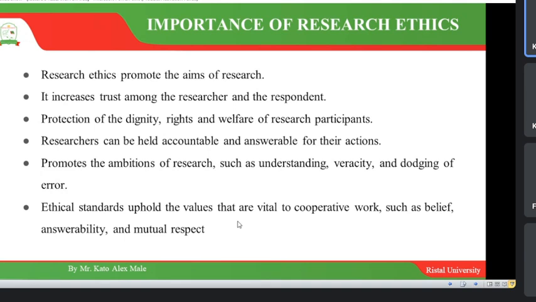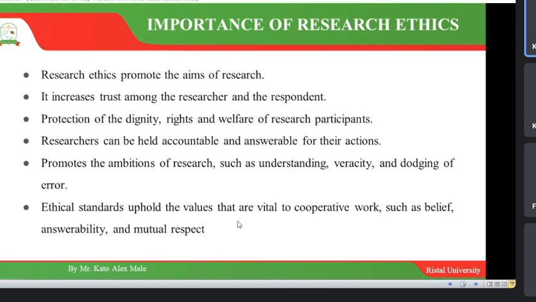Then the importance of research ethics. These promote the aims of the research. Colleagues, you will excuse me if I'm speedy. Let me try to regulate. Under the importance, these promote the aims of research. Among the aims of research, you must perform an ethical research. That is an aim of research, and other aims which are in line with that. But number one is ethical.